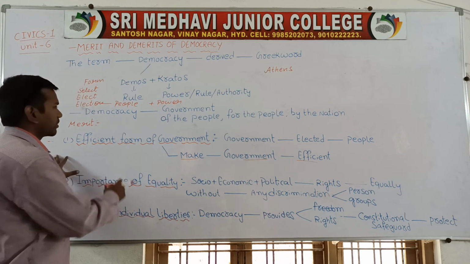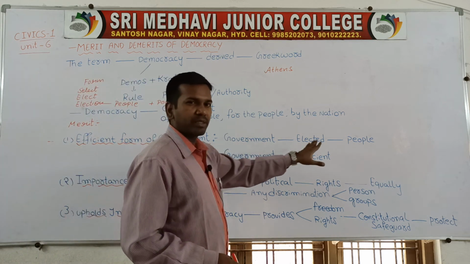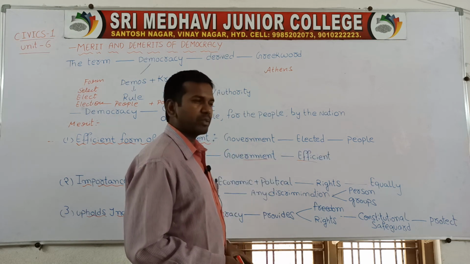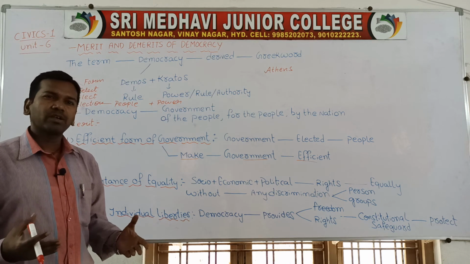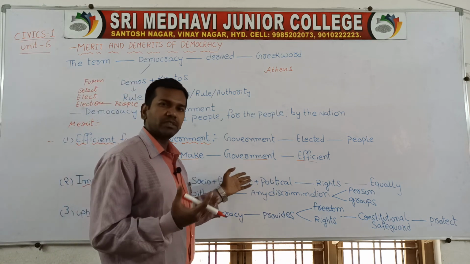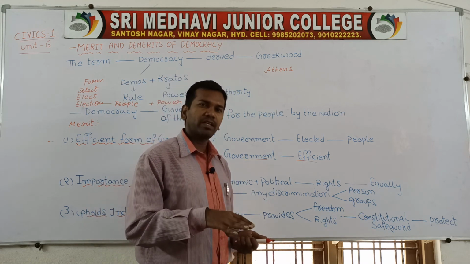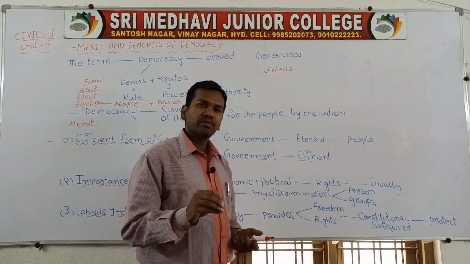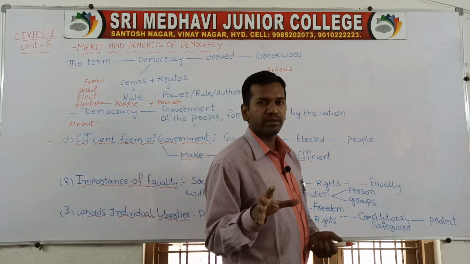Now, an efficient form of government is possible only in a democratic form of government. Here the government is elected by the people. When all the people are electing a government, the government must be the best government, and it should work efficiently, because here the government works for a period of only 5 years. What is the period of the contract? 5 years.